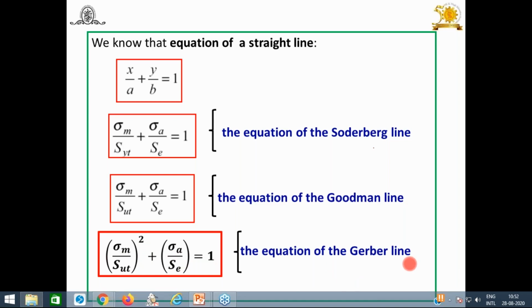That means by using this equation of a straight line and the equation of the parabolic curve, we can write the equation of the Soderberg, Goodman and Gerber lines. And by using these equations, we can easily find sigma m and sigma a. Try to understand which lies on these lines. We can easily find any point lying on these lines. This is about the equations. Sometimes in the same examination the question may be, what are the equations of the Soderberg line, Goodman line and Gerber line. If you have a notebook, you can note down these equations also.